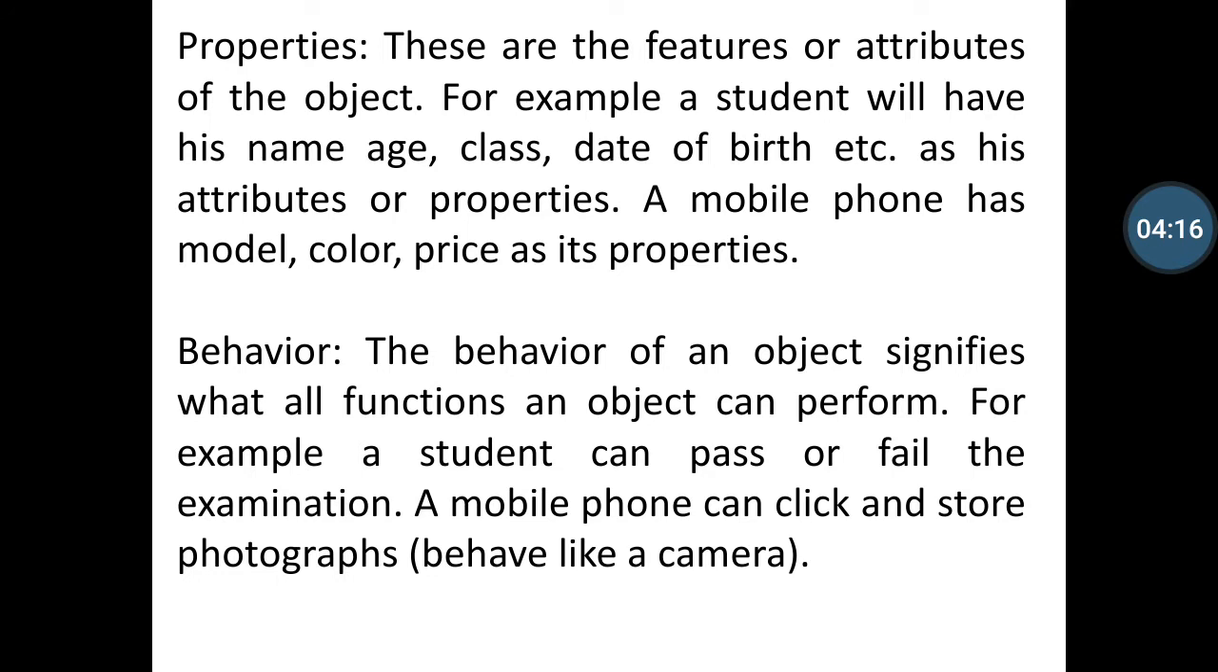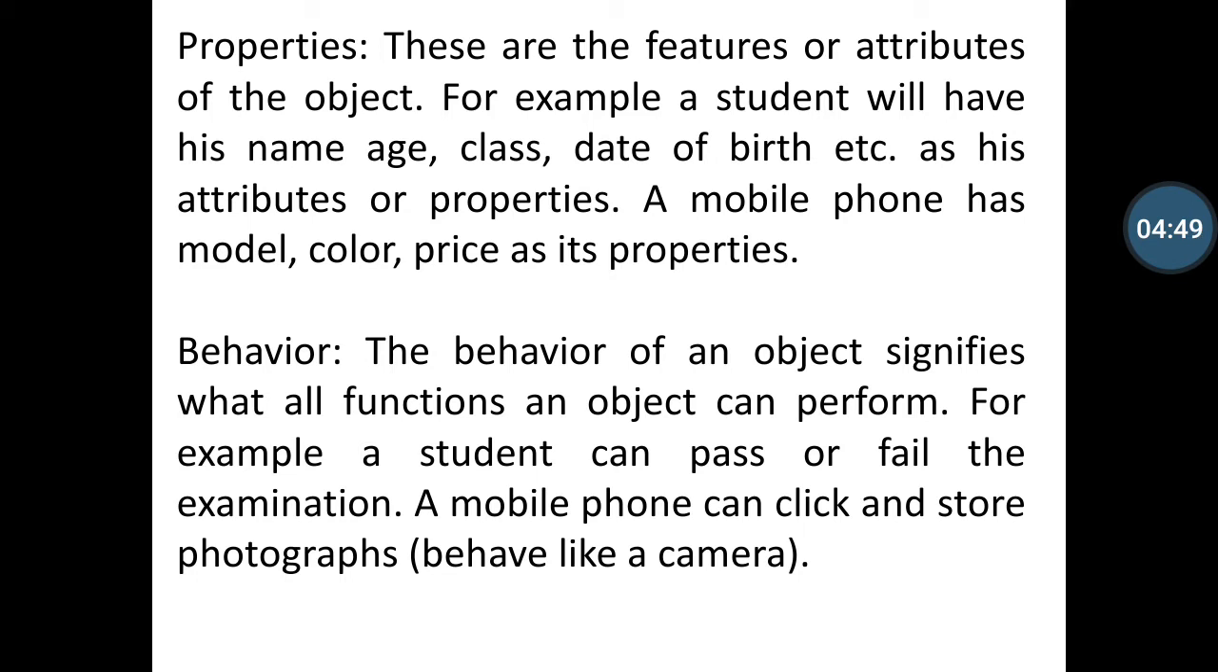Then, the properties of objects are the features or attributes of the objects. The features of objects are also known as the characteristics of the object. For example, a student will have his name, class, age, and date of birth as his attributes or properties. A mobile phone has properties such as model, color, and price.